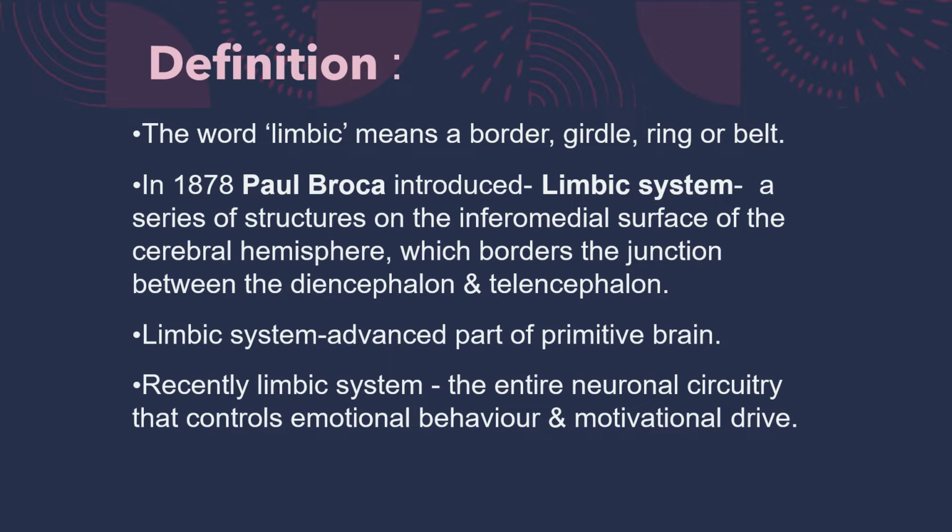So Paul Broca, the scientist, introduced the term limbic system, which consists of a series of structures on the inferomedial surface, that is the inferior surface and medial side, of the cerebral hemisphere, bordering the junction between the diencephalon and telencephalon. The limbic system forms the advanced part of the primitive brain. Recently, the limbic system is considered as the entire neuronal circuitry that controls emotional behavior and motivational drive of an individual.